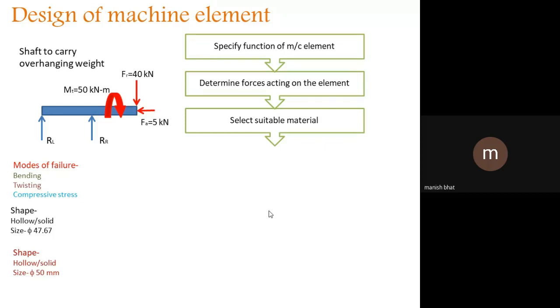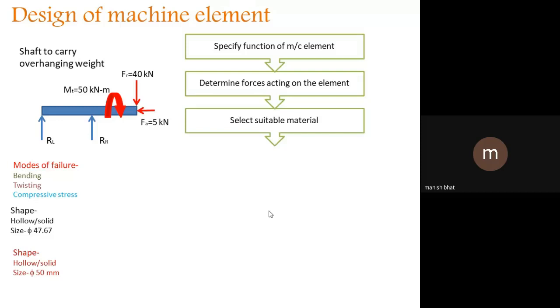Selecting suitable material depends upon how much force is acting on that machine element, the magnitude of force. It depends upon the direction of the force, the direction in which forces are acting on that particular machine element. Selection of material is driven by the cost of material. Some materials have good properties, but those materials are not cheaper, not economic.